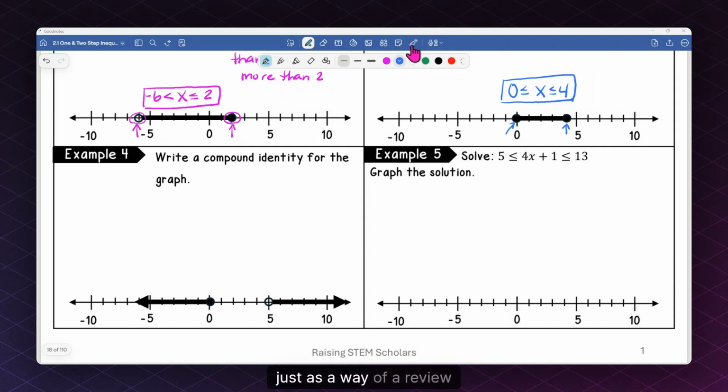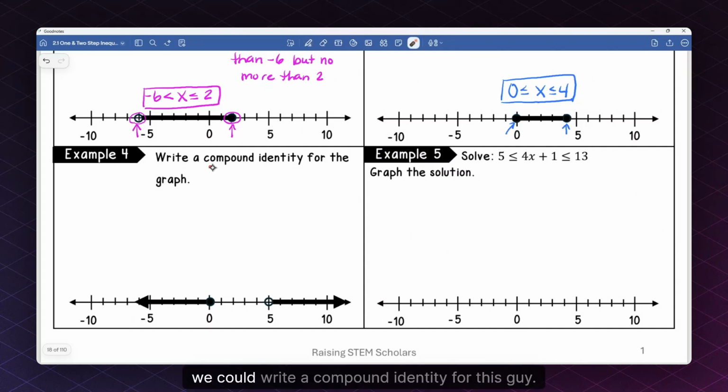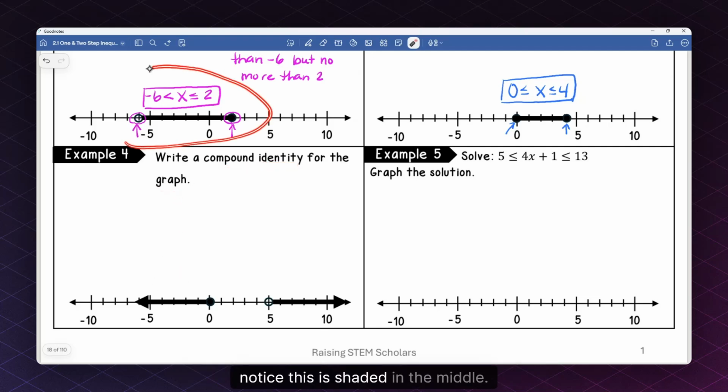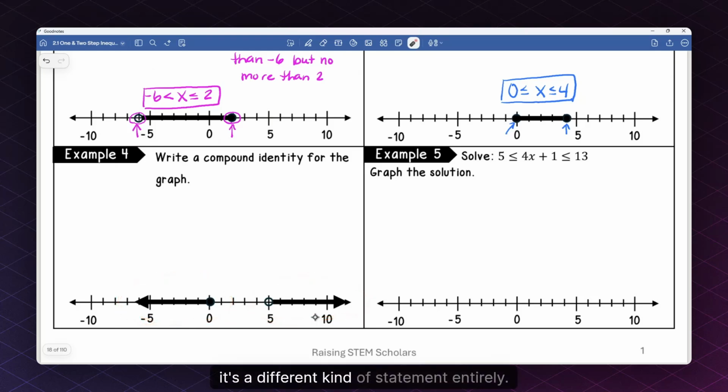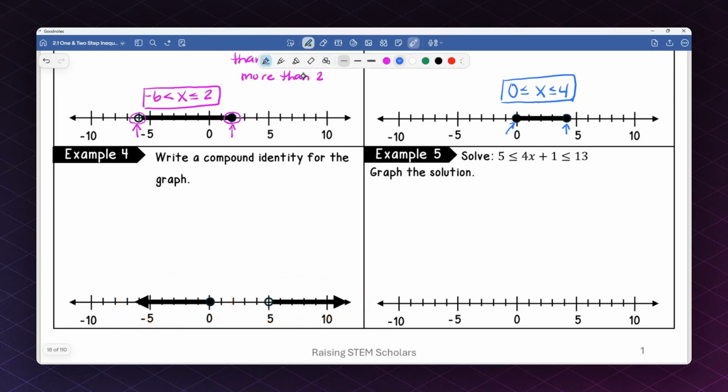Now, just as a way of review, recalling what we did last lesson, we could write a compound identity for this guy. Notice this is shaded in the middle. These are shaded apart, right? So it's a different kind of statement entirely.